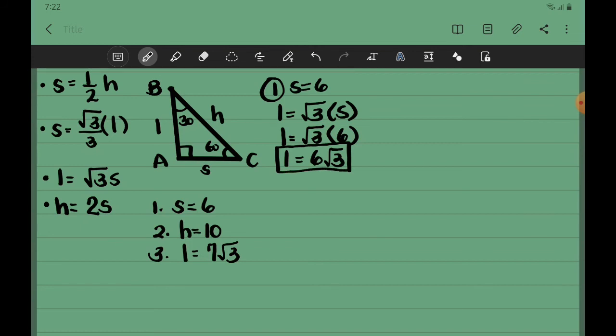And then, since nawawala pa yung hypotenuse natin, we are going to solve for h. And our formula for h is equal to 2s. So, substitute lang natin ulit yung shorter leg natin, which is yung 6. So, 2 times 6, h is equal to 12.